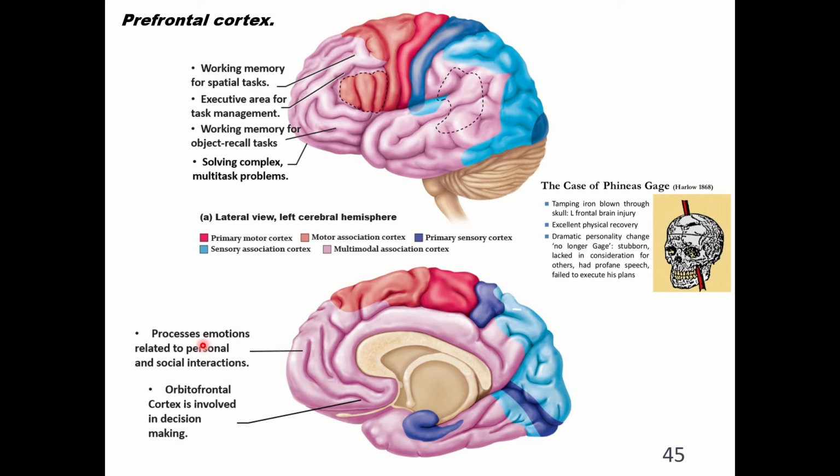Looking inside, we see the area that processes emotions related to personal and social interactions. So notice we're getting near the insula here, as well as the limbic system. And then this is the orbitofrontal cortex involved in decision making. Again, near the limbic system. So sometimes our emotions and our logic can be muddled. So it's important to step back and take a few breaths if you're feeling overly emotional.